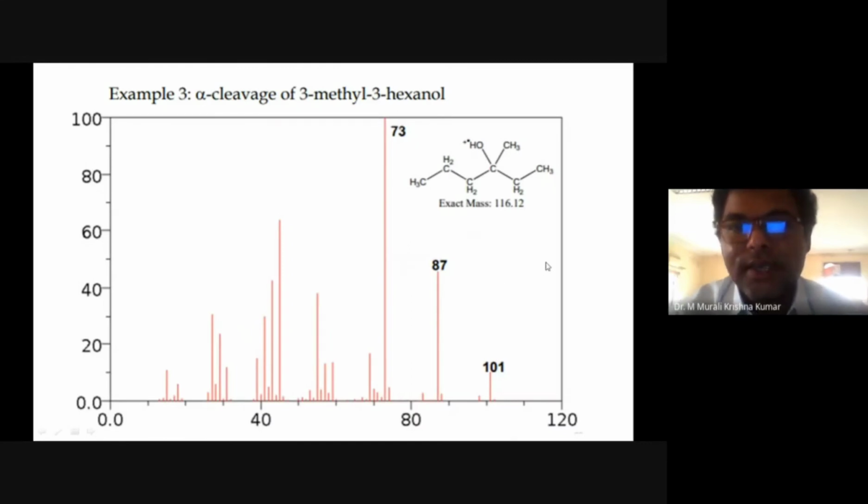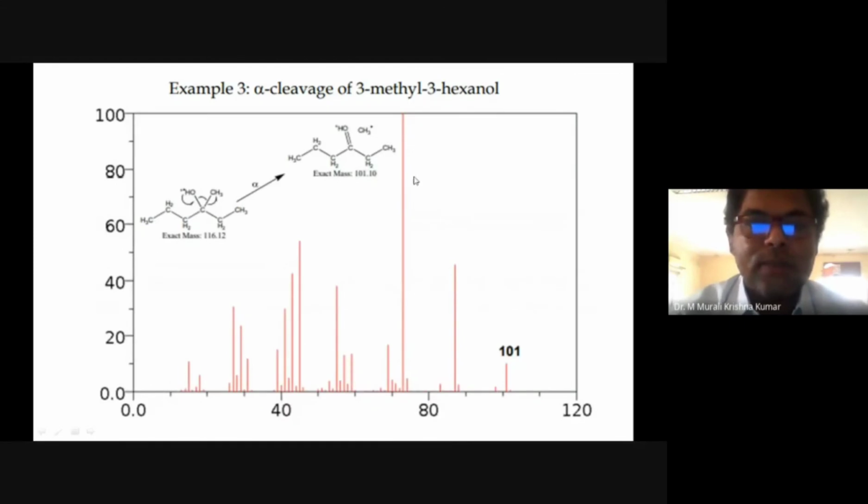This is hexanol. Its mass is 116. But where is the 116? There is no 116. Why is it happening? As I told you earlier, whenever we have a situation where tertiary or quaternary carbons are there, the quaternary carbons tend to degrade in such a manner as to relieve their steric hindrance. Here the OH group facilitates this particular fragmentation. How is it happening?